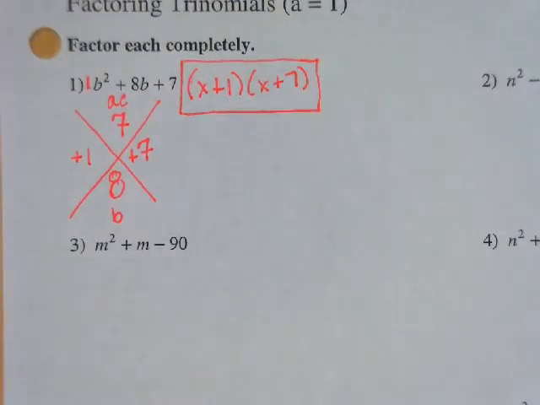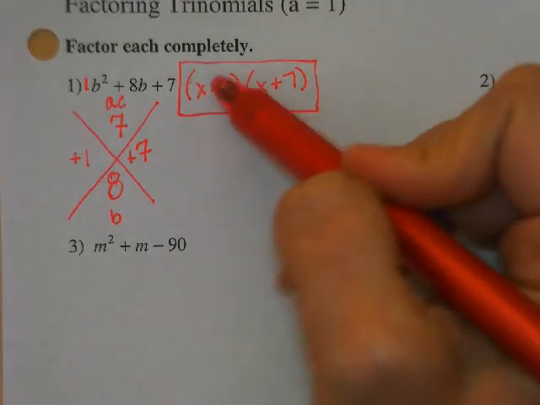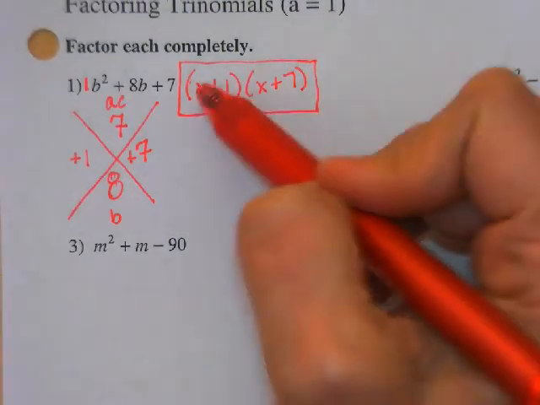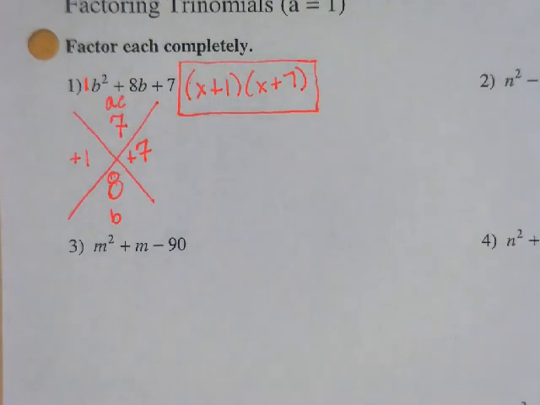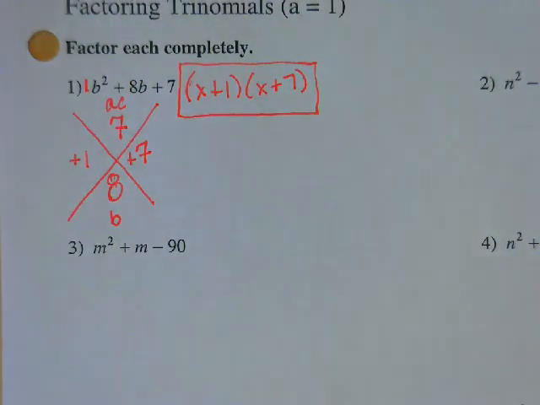Those are my two binomials that if I did my FOIL, and you can always go back and do that to check, I will end up here. Okay? See what you can get done.